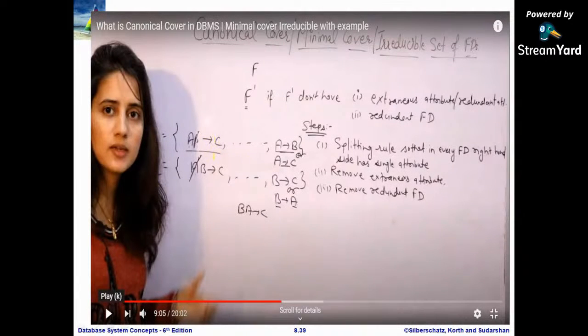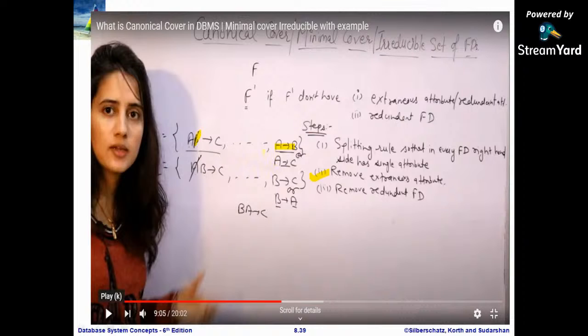We take one more example to see how you can remove the extraneous attribute. We have seen that if AB tends to C and A alone can determine C, then B is not required. If A tends to B has been given, A is determining B and AB is also determining C, B is again an extraneous attribute. It is not required.